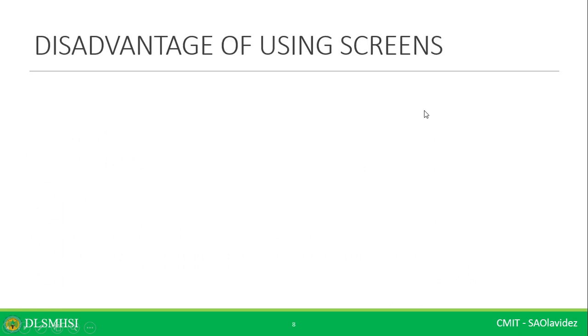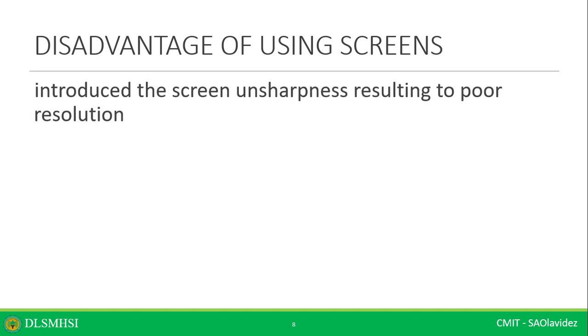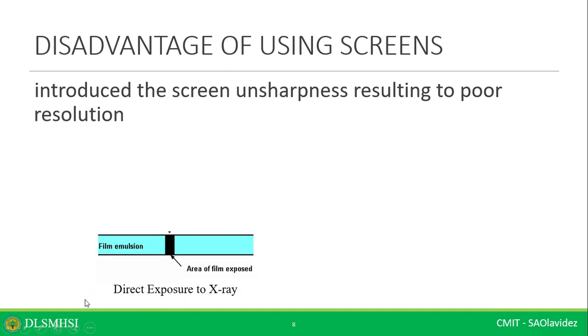However, the intensifying screen also comes with a disadvantage in that it introduces screen unsharpness, resulting in a low detail image or poor resolution images. When film is directly exposed to X-ray, the short wavelength X-ray only exposes a very small portion of the film, resulting in a very fine image detail.